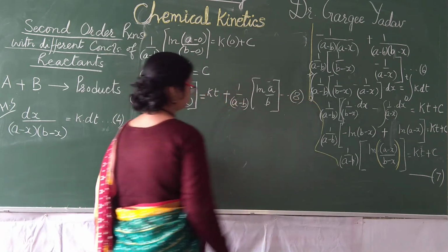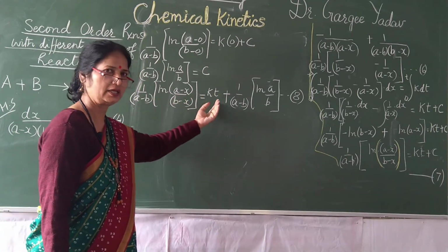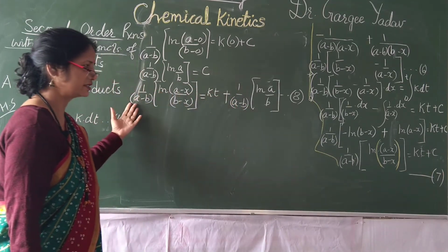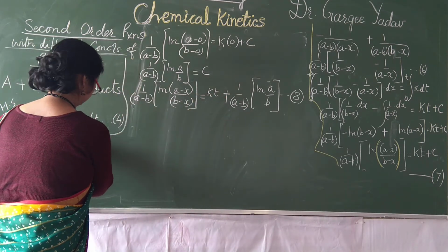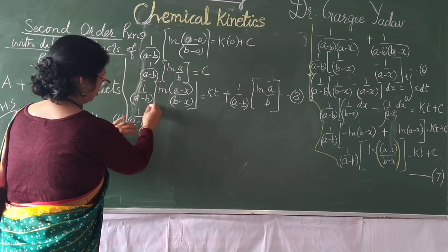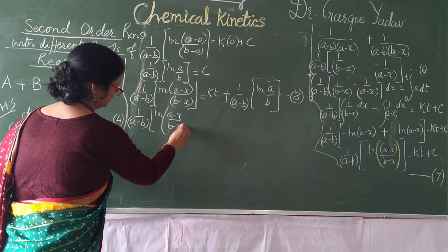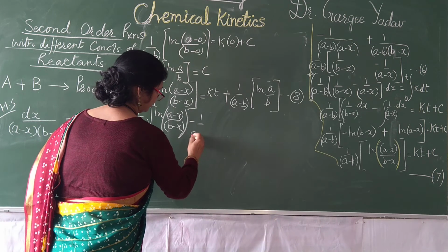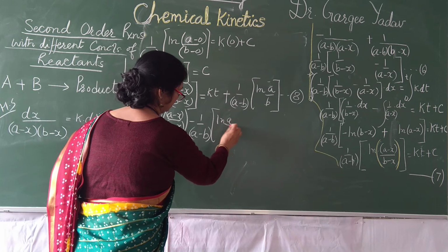Now we will do a slight rearrangement. We will bring this to this side so as to get the value of k and t over here. So when we bring this value of c to the left hand side, it will be with a negative sign. So what we have over here is 1 upon a minus b ln (a minus x) upon (b minus x) minus 1 upon a minus b ln a by b.